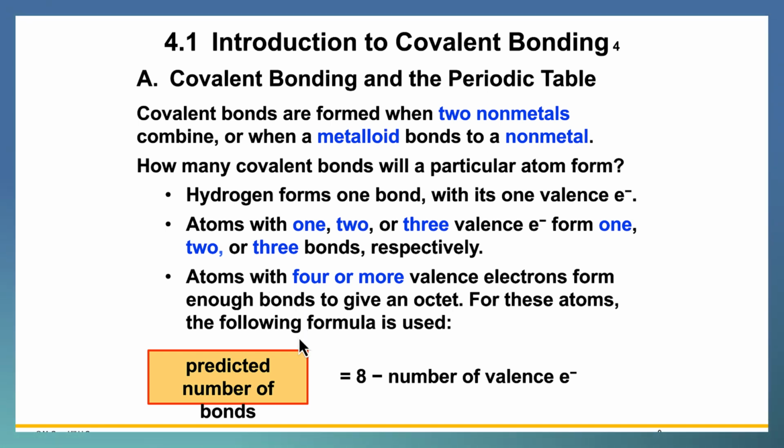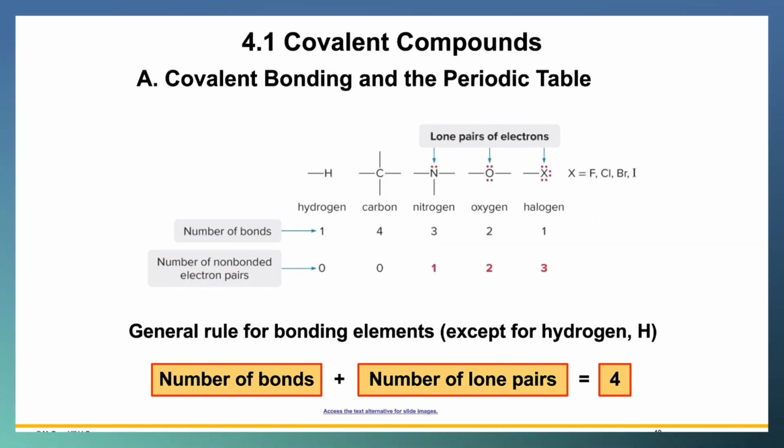So for these atoms, the formula you can use is the predicted number of bonds is equal to 8 minus the number of valence electrons. If we're talking about nitrogen, for example, nitrogen is in group 5 on the periodic table, so 8 minus 5 gives us 3, and that's how many bonds nitrogen is going to want to form. So this kind of reiterates that point.